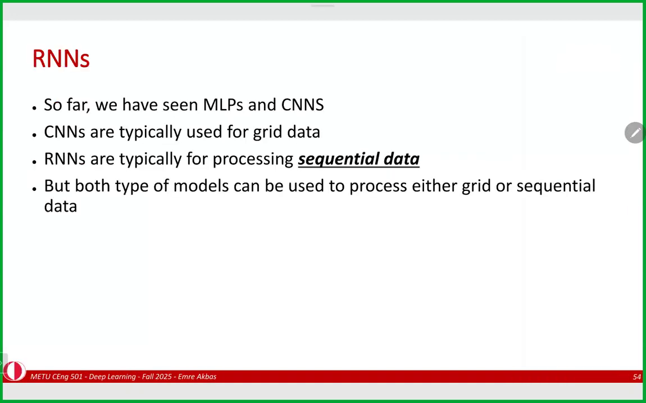So far we have seen MLPs and CNNs, and we said that CNNs are typically used for grid data, and RNNs are typically used for processing sequential data. But this is not a rule set in stone. You can use both types of models to process either grid or sequential data. You can use a CNN to process sequential data, or you can use an RNN to process an image, for example. So it depends on how you set up your problem and design your network.